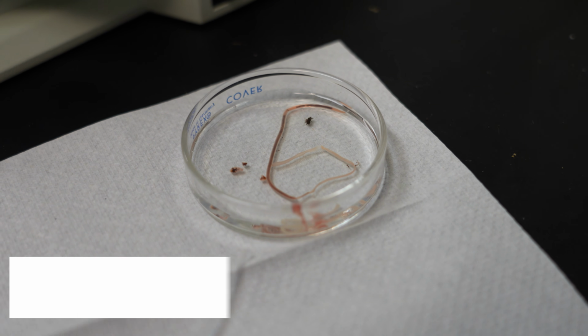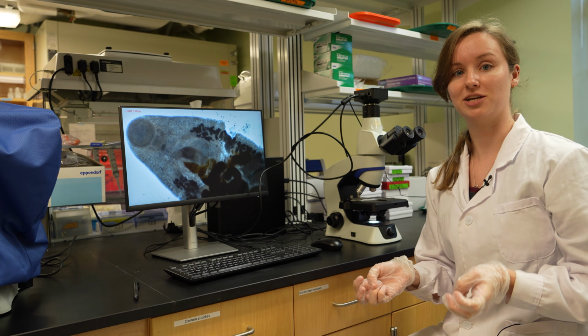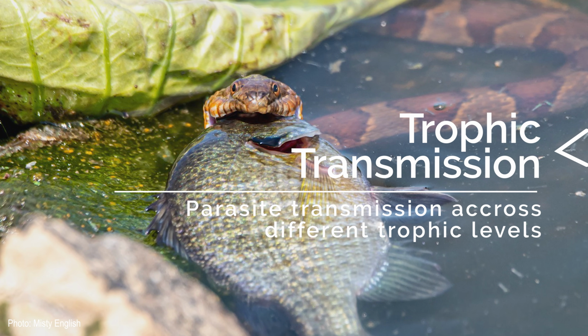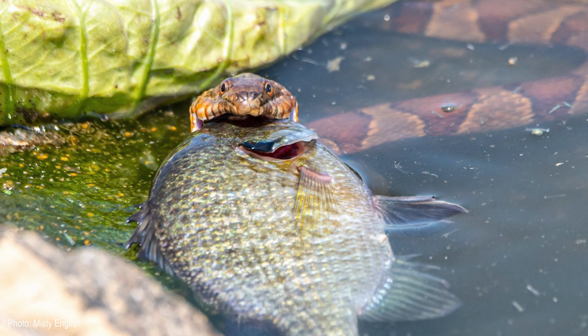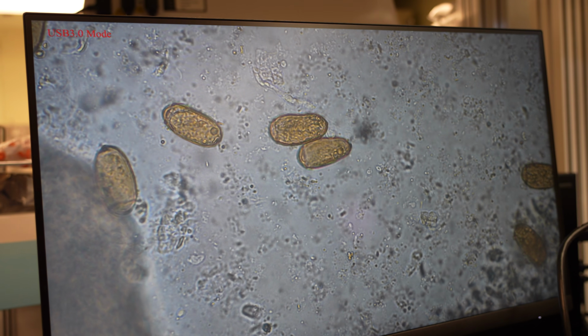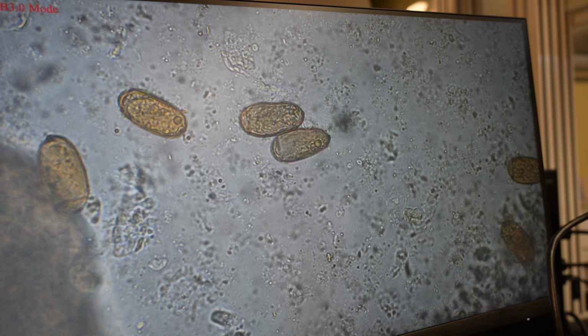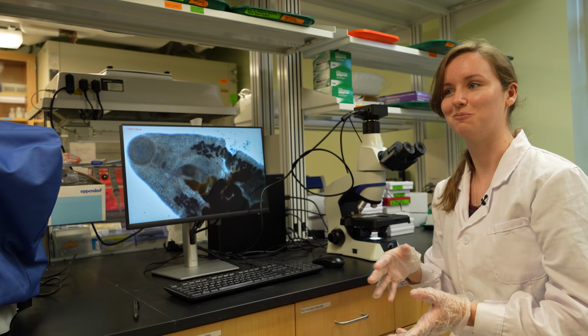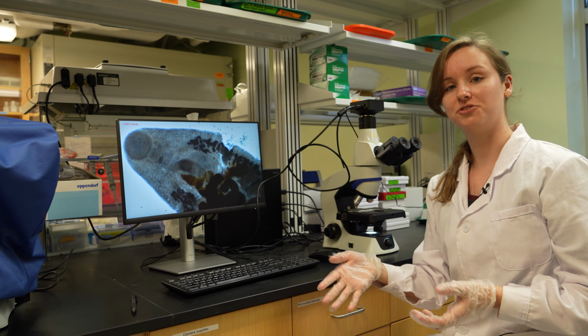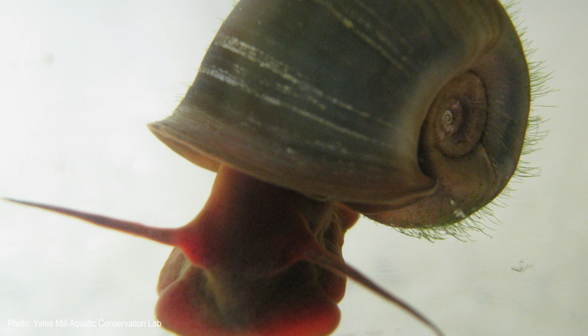So it got to this snake through something called trophic transmission. It probably was a larval stage in a fish. The snake ate that fish, and now it developed into an adult in the snake and makes all of these eggs you can see here. So these eggs will actually pass out of this trematode through the snake's digestive system and be pooped out, and then they will hatch and be ready to infect the first intermediate host, which is usually a freshwater snail.